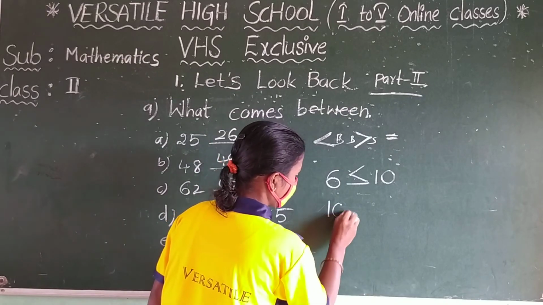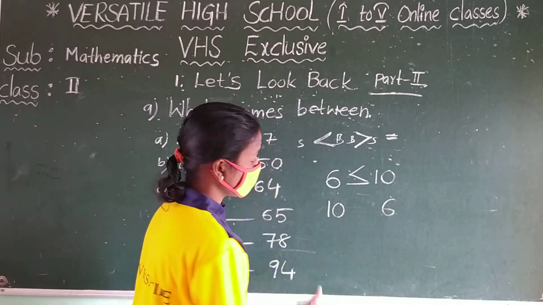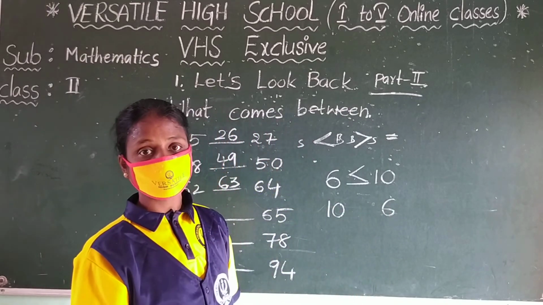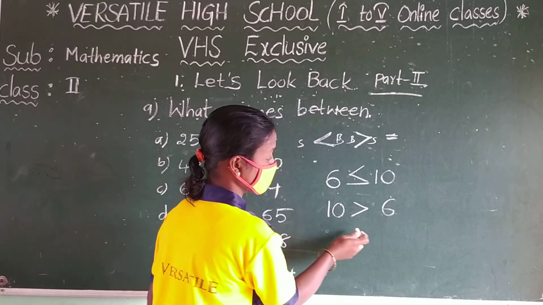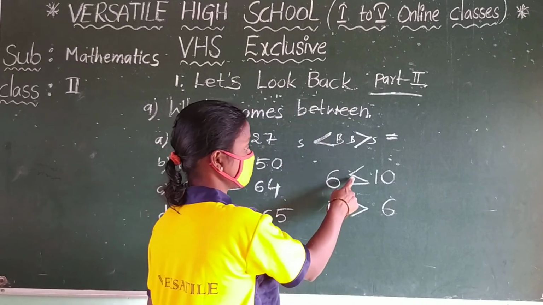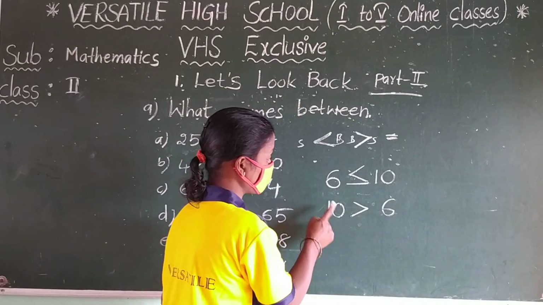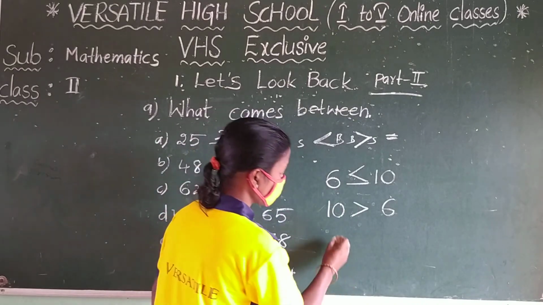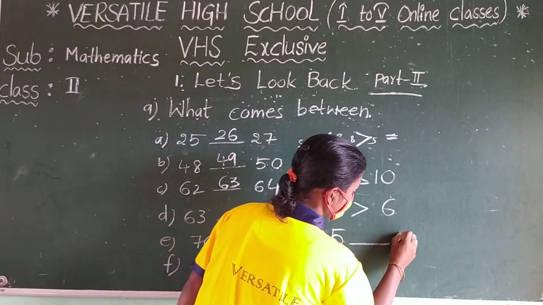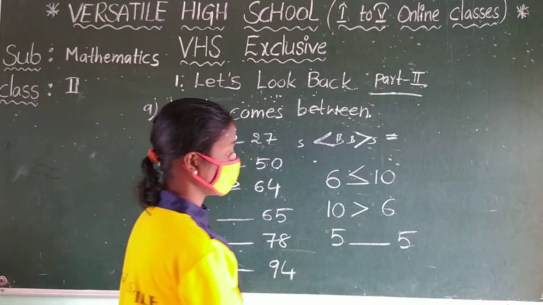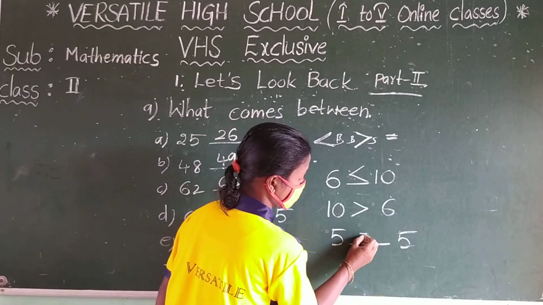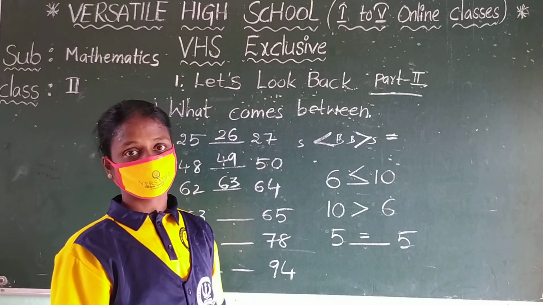So which is the bigger number in both? 10. So open it. That means greater than. Here is the less than symbol, here is the greater than. Why? Because the numbers are changing. Suppose I write 5 dash 5. Which is the greater number? They are both equal. So you keep the equal symbol.